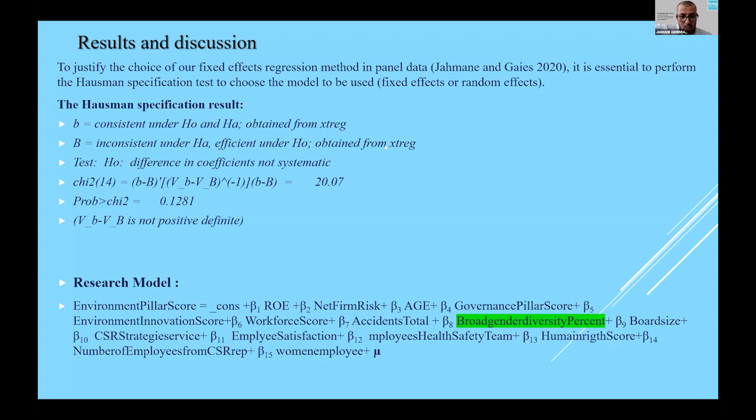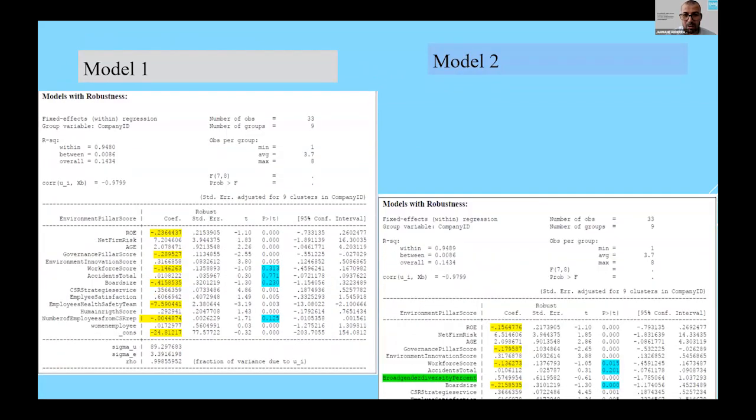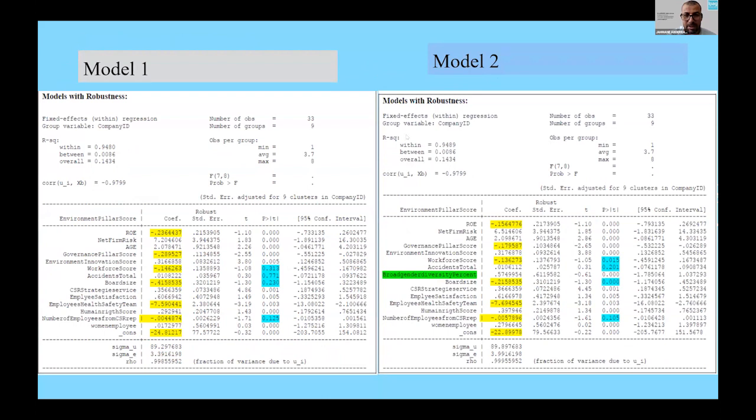So we can see now our first model. The first model is the environment pillar score calculated with a constant and some explanatory variables. And the second, we added the board gender diversity percent for seeing the impact of this variable in our model. So now we can see the result of the regression. We have now model 1 and model 2, and we can see the better result. What is the better?